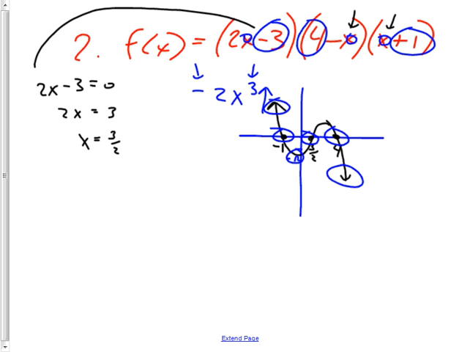How do you say that correctly? Any English majors in here? Is it superfluous? Is it superfluous? Right.